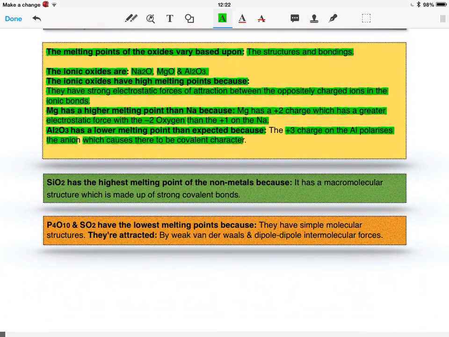So silicon dioxide has the highest melting point of the non-metals, and this is because it has a macromolecular structure, and this is made up of strong covalent bonds.